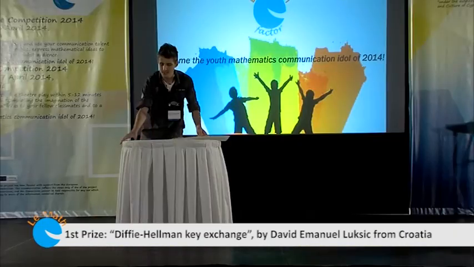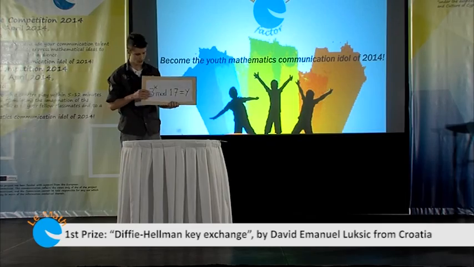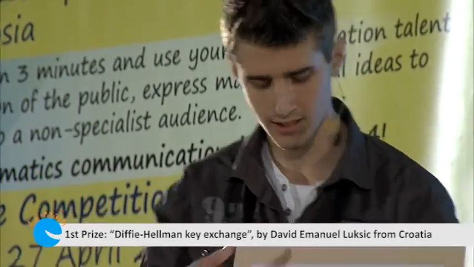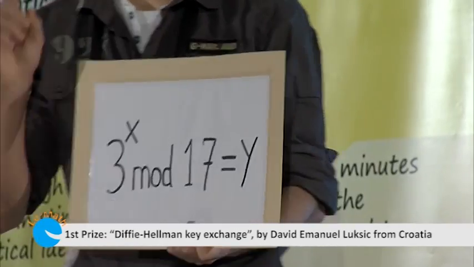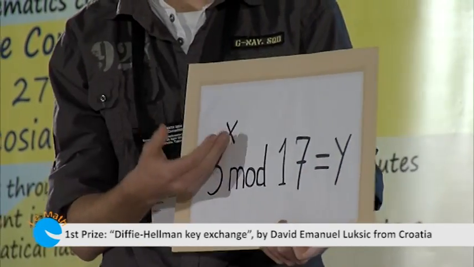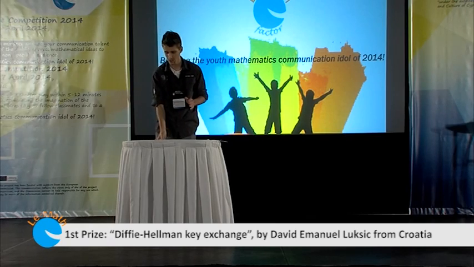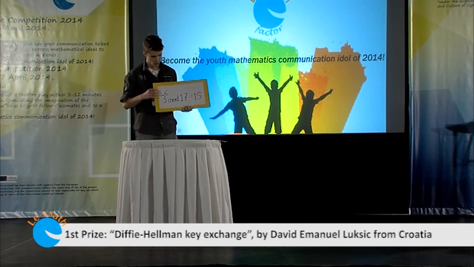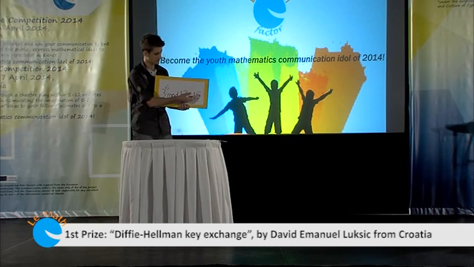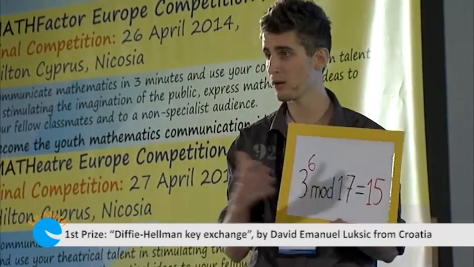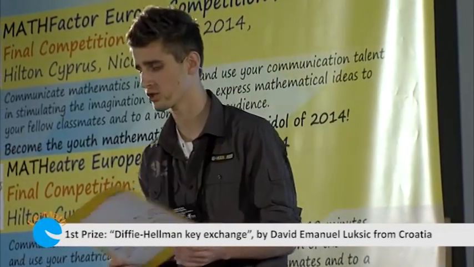Easy. Now you can see that it's relatively easy to take 3, raise it to the power of x, and calculate the modulus to get y. But it's very hard, given y, to calculate x. So Alice and Bob both imagined a random number. Let's say Alice chose 6. She plugs that in, and she gets 15. She then sends this result, her public key, to Bob, and Eve also hears it.